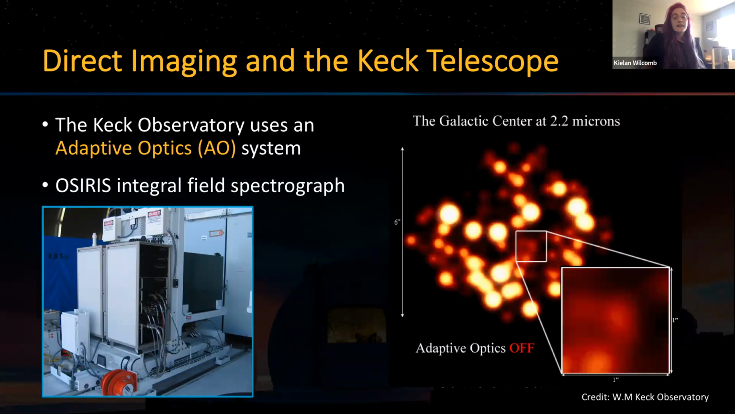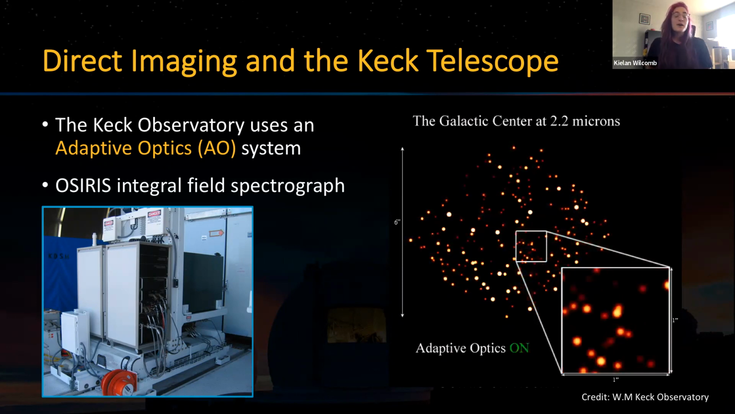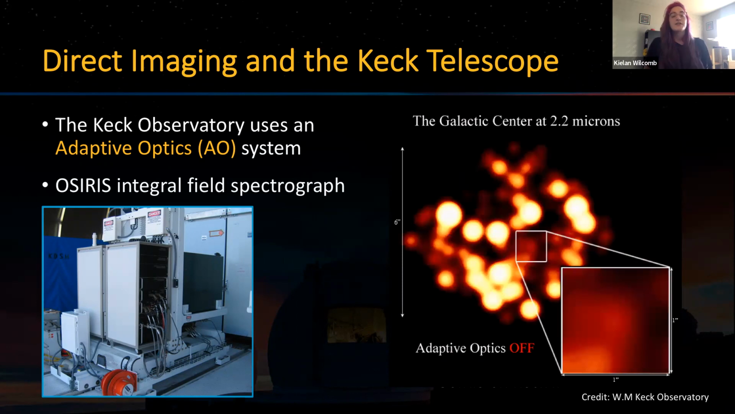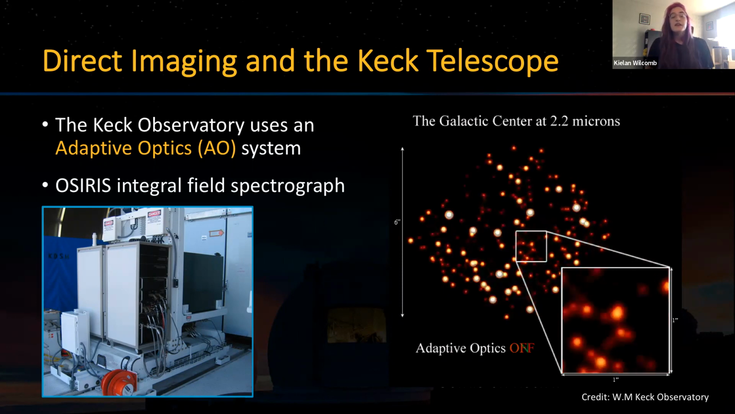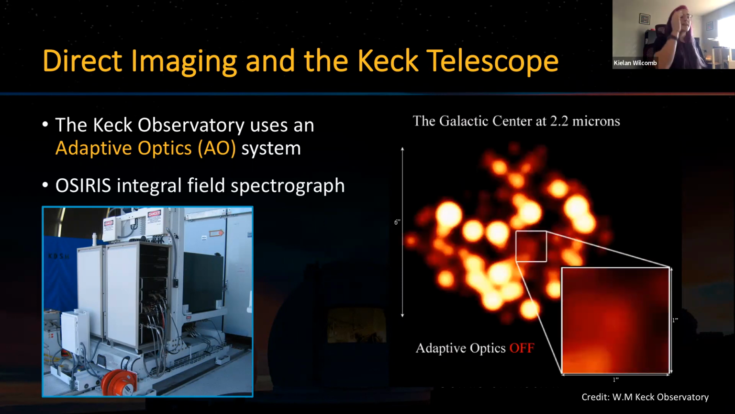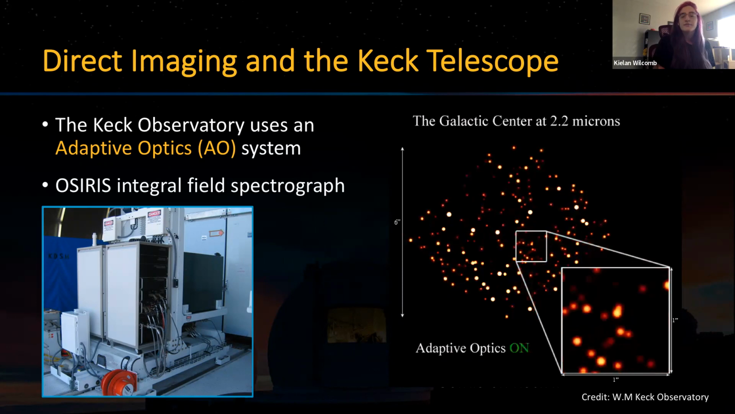For this survey, I used the OSIRIS instrument on the Keck telescope. The performance of all ground-based telescopes is limited by the turbulence of Earth's atmosphere. The Keck Observatory uses an adaptive optics system to remove the effects of atmospheric blurring, as demonstrated with the galactic center on my slides. It's also a photo of OSIRIS on Keck as well.